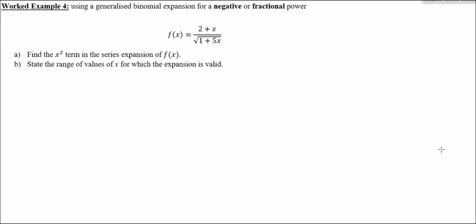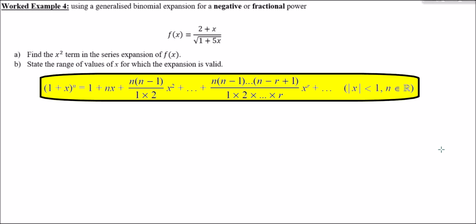Slightly trickier example now. What if you have a function which is a composite? You've got a numerator which in itself is a function of x, and you're dividing by something which we need to do a binomial expansion of. So how would you do this one? How would we find the x squared term in this series expansion? Well, again, just to remind you of the binomial expansion for Year 13, this is what we're working with now in the yellow.